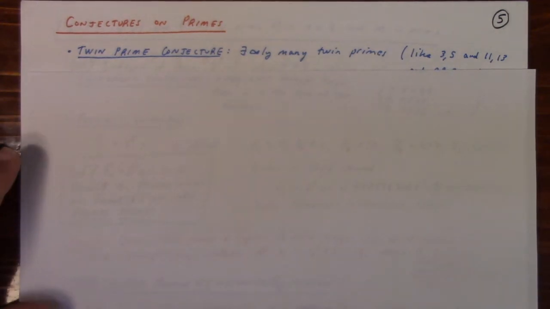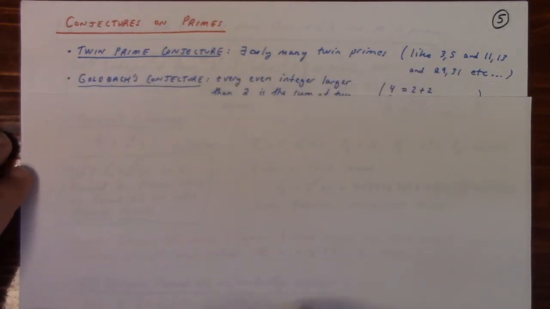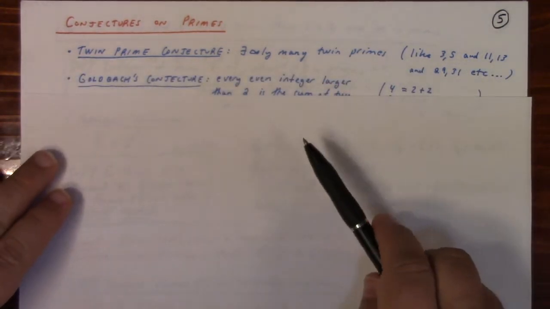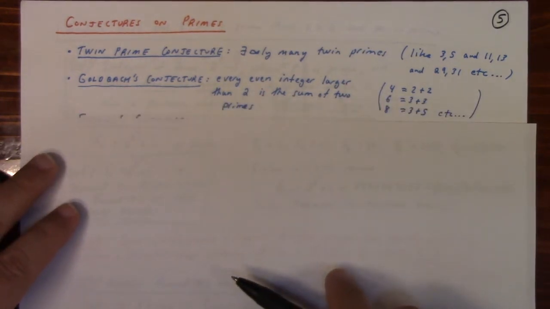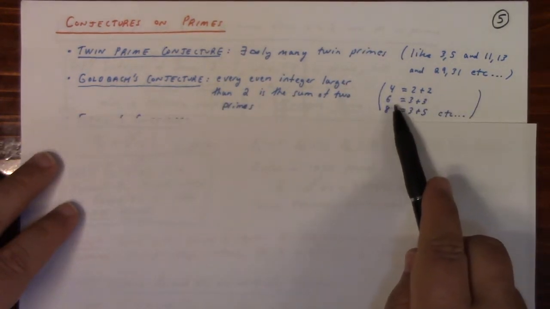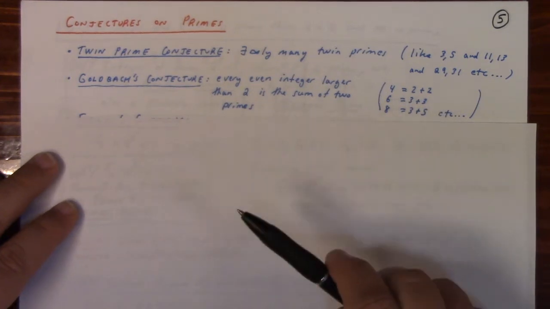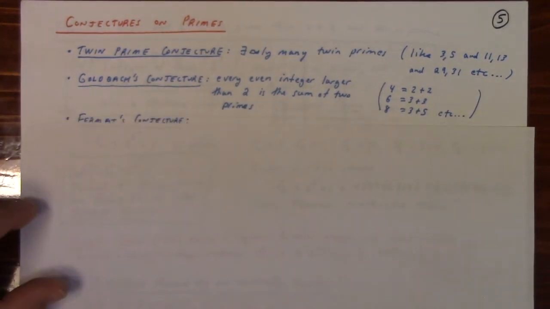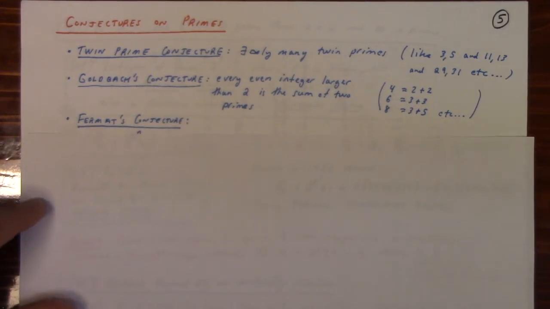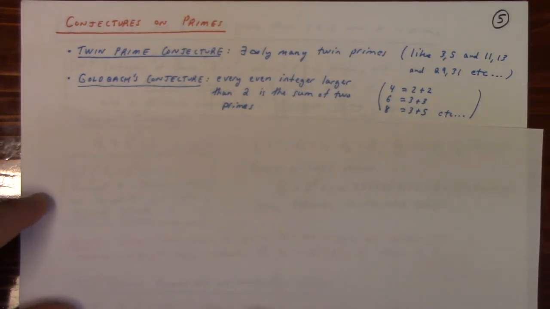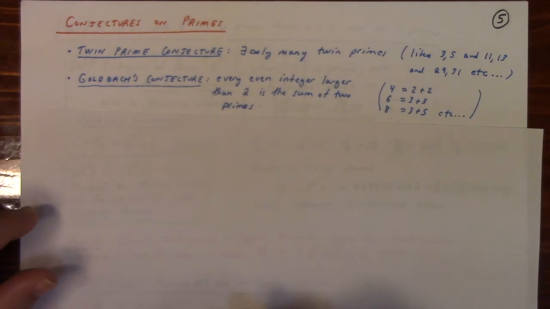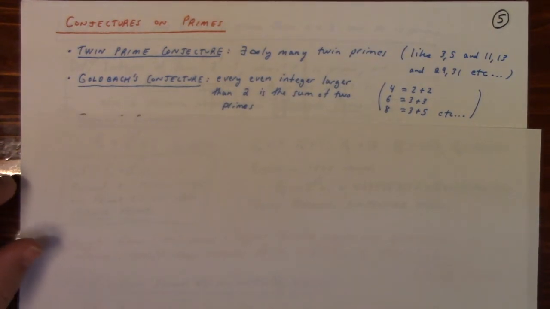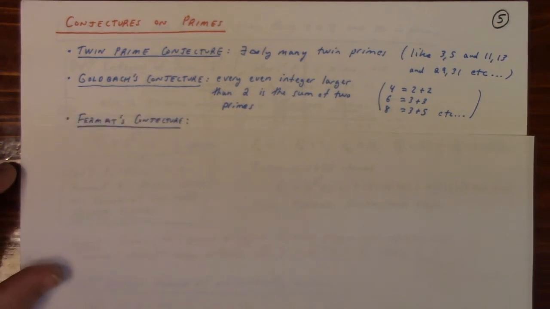were just talking about. There's also Goldbach's conjecture that every even integer larger than 2 is the sum of two primes, like 4 is 2 plus 2, 6 is 3 plus 3, 8 is 3 plus 5. Again, a lot of people have tried to prove this. No one's been able to prove it yet. And I think both the twin prime and the Goldbach conjecture have been verified for very large numbers on the computer, but again, that's not a proof.